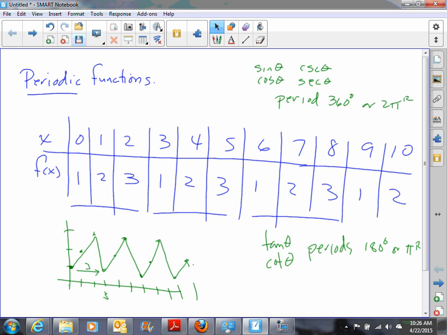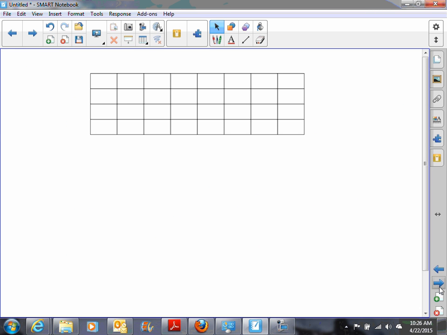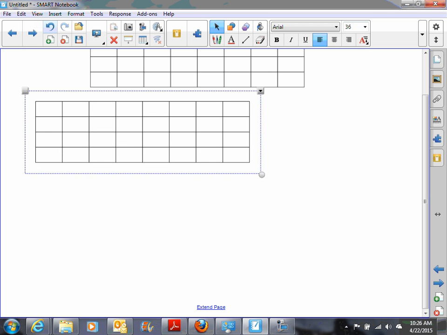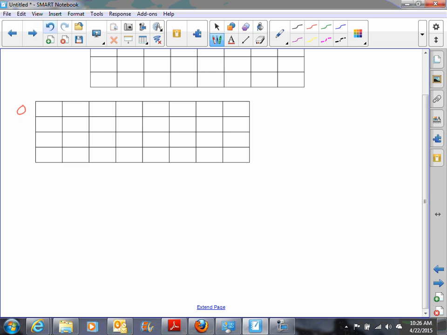Now, what we want to talk about now is evaluating sines, cosines, and tangents of special angles. So I'm going to start out, and we're going to make a chart here. Let's just let this be the row for theta. This will be the sine of theta. This will be the cosine of theta, and this will be the tan of theta. And we're going to do 0 degrees, 30 degrees, 45 degrees, 60 degrees, 90 degrees, 120 degrees, 135 degrees, 150 degrees, 180 degrees.